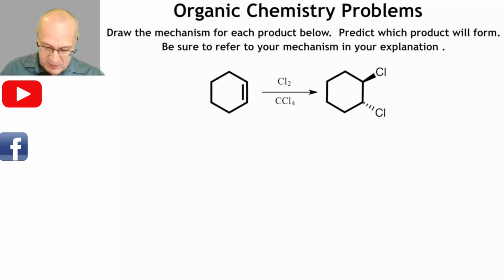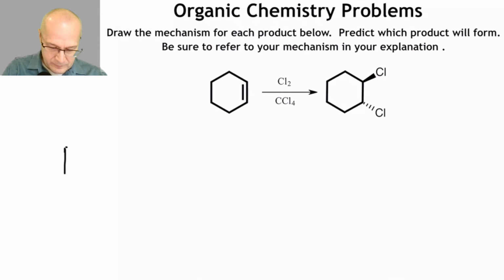So this mechanism is actually fairly odd, but fairly simple. So there's our pi bond. And let's make chlorine green. Why not? Oops, that's bromine. That's better. Bromine will do this too, by the way. But not iodine.